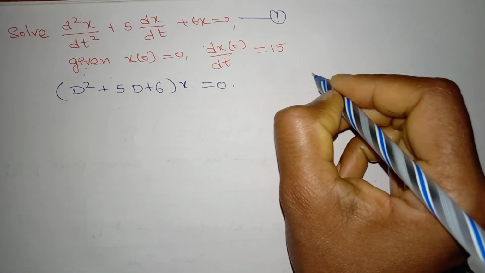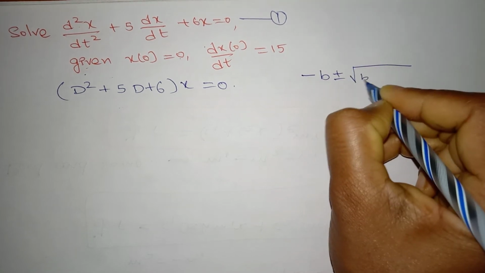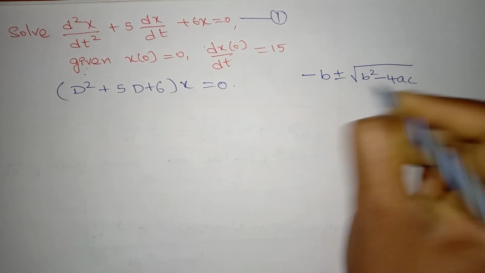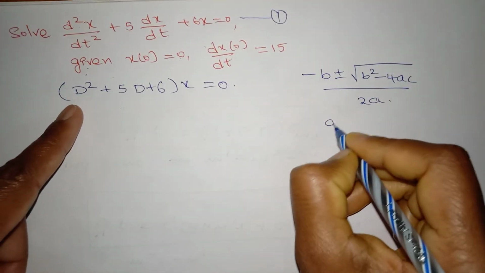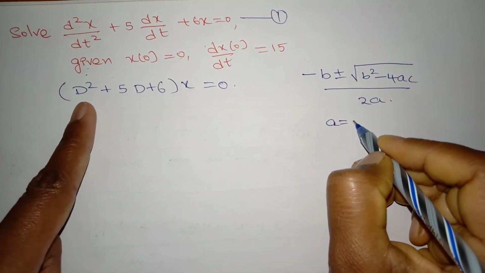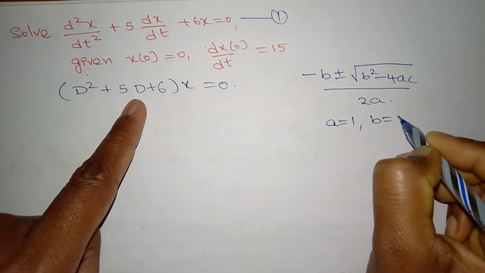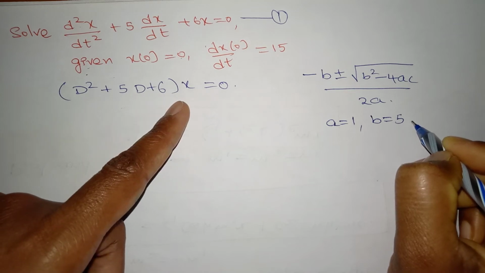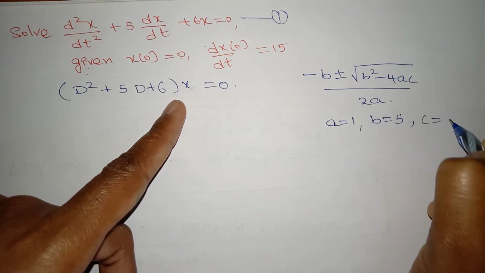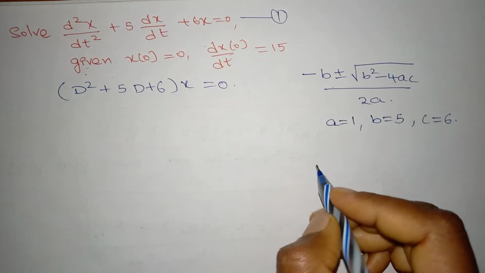The formula to find the roots is minus b plus or minus under root of b square minus 4ac, by 2a. Here in this equation, the coefficient of D square is a, which is equal to 1, the coefficient of D is 5, which is equal to b, and the constant term is c, that is 6. Now substitute in this formula.